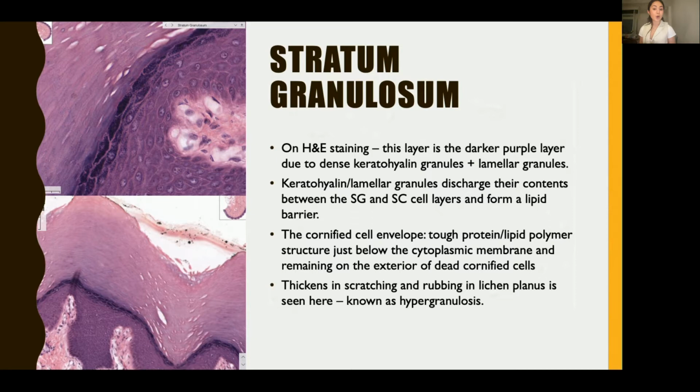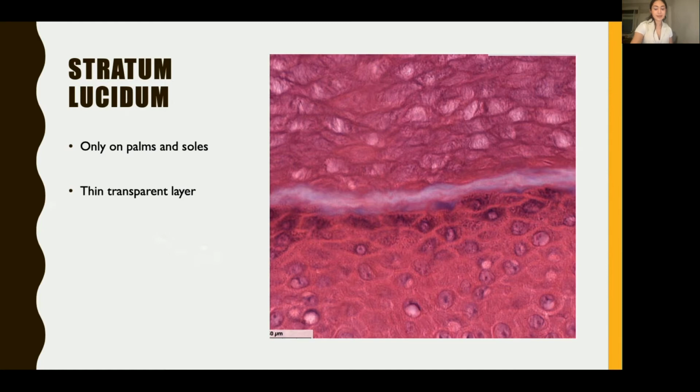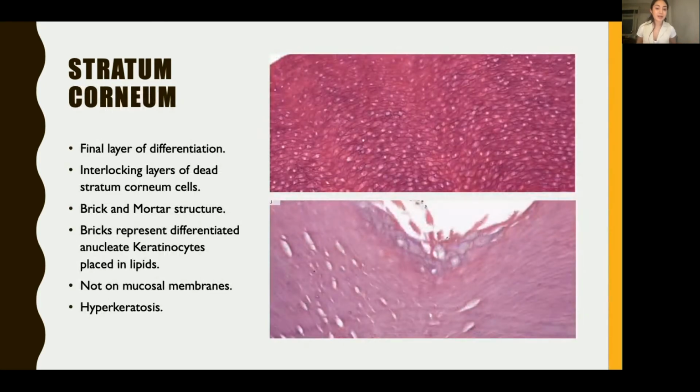So you see that quite commonly in lichen planus in histology. Next slide. And this is an intermediate layer. It's called the stratum lucidum, and it's only found in palms and soles. It's just that thin transparent layer you can see in the middle. There's not much else to say about this layer, just that it is present. Next slide. And then the final layer we're going to talk about is the stratum corneum.